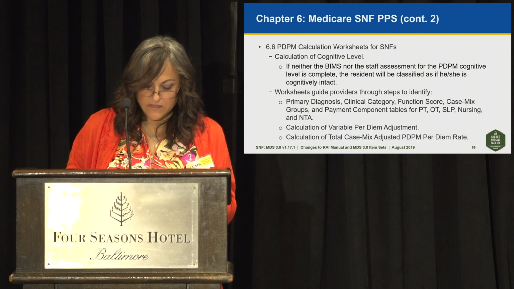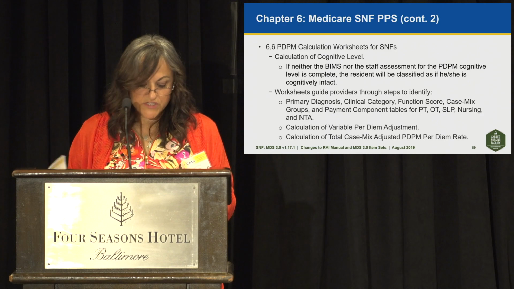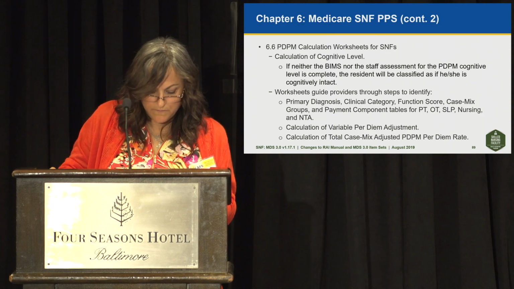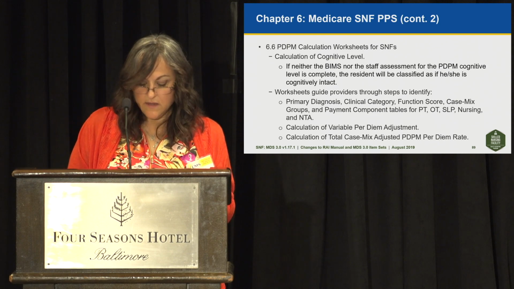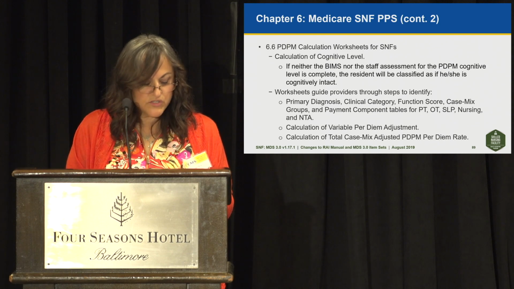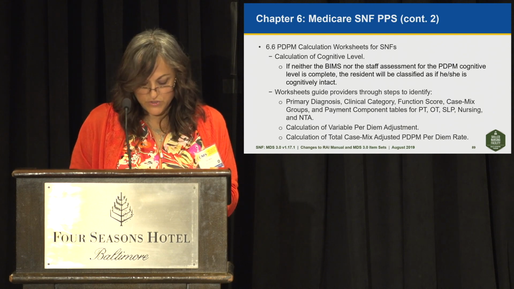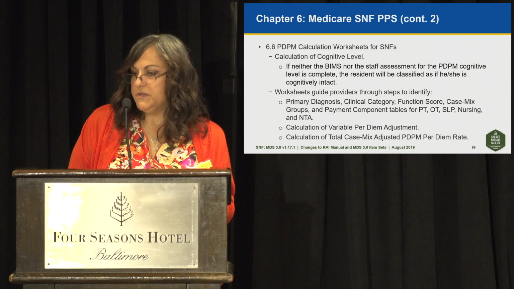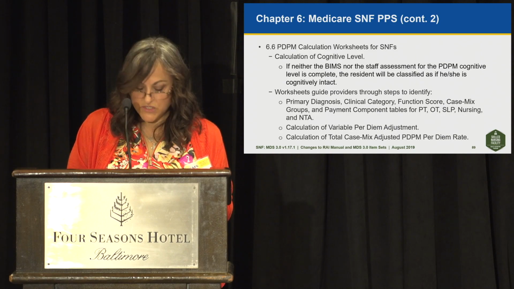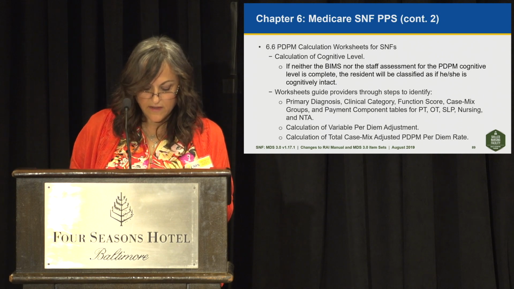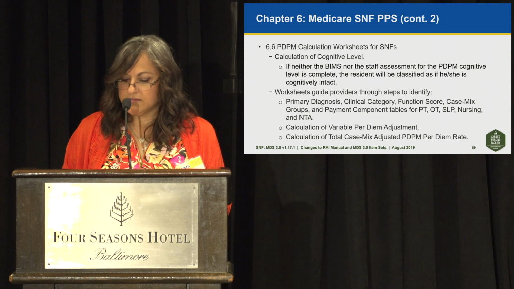When completing the calculation worksheets, first there's a calculation of the resident's cognitive level, and then the worksheets go on to provide users with the steps to identify the primary diagnosis, the clinical category, the function score, case mix groups, and the payment component tables, which you'll use to obtain the payment component for PT, OT, speech, and non-therapy ancillaries. There is a calculation of the variable per diem adjustment, and then a calculation of the total case mix adjusted PDPM per diem rate in that section as well.